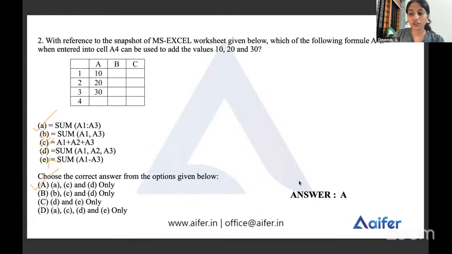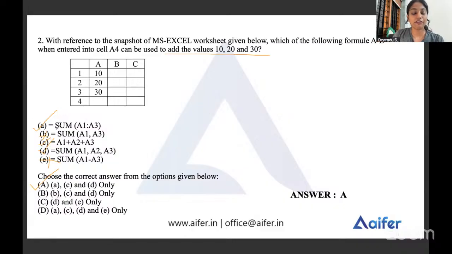So this is what about Excel. We need to understand what we have to get. We have to add the values of 10, 20, and 30. So when we add the values of 10, 20, and 30, what will we get? We get 60. So we look for the formulas that give the result of 60.